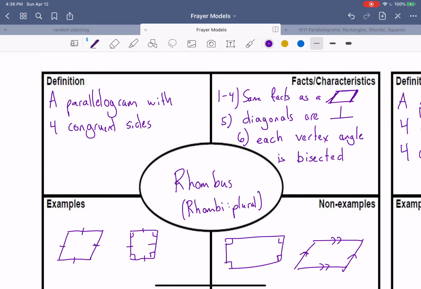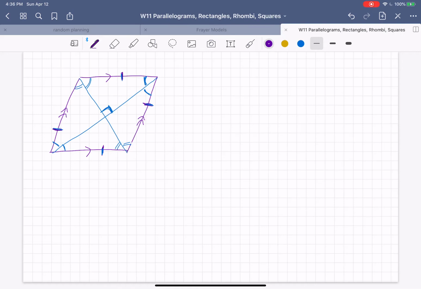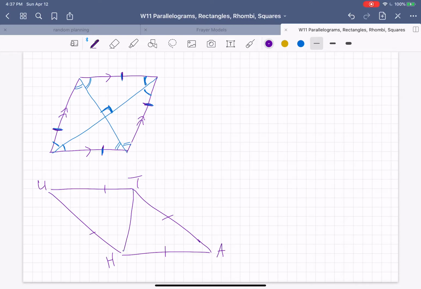Okay, so let's look at a practice problem. If we have another parallelogram, let me try to draw this one crazy. Okay, rhombus, because we have all congruent sides. We're going to call this one Utah. And in Utah, we can draw the diagonals, and then we're going to call this point P.